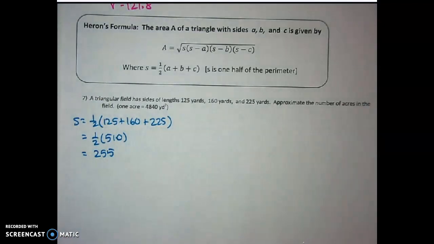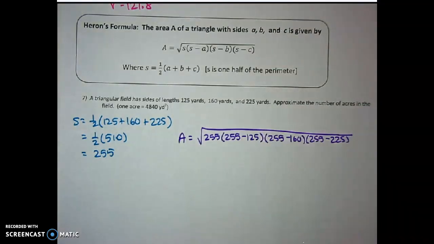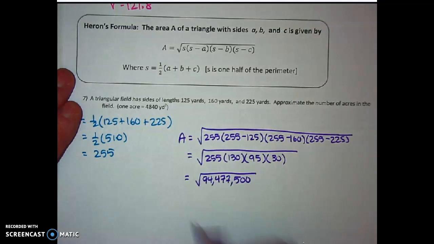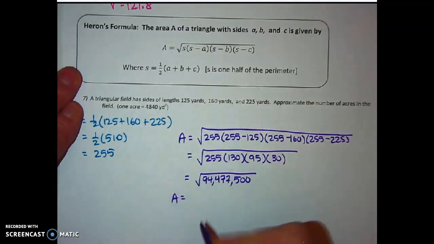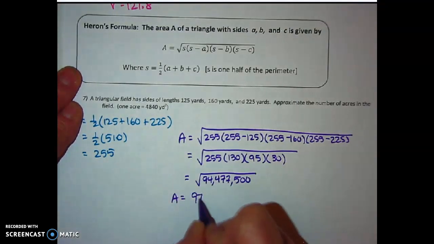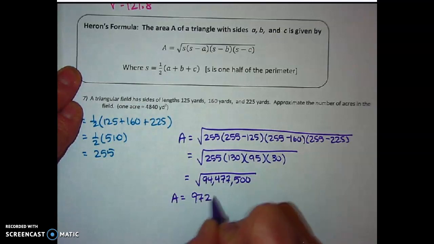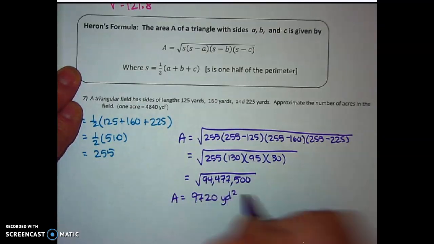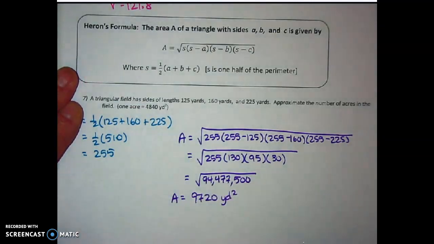And now please go ahead and pause the video again and plug all those correct numbers into your formula. There we have them all plugged in. Now let's simplify each of those parentheses, and then multiply them all together. And finally, taking the square root, I have that the area is approximately 9,720 square yards. I believe it comes out to 9,719.95, so we're just going to round it to 9,720.